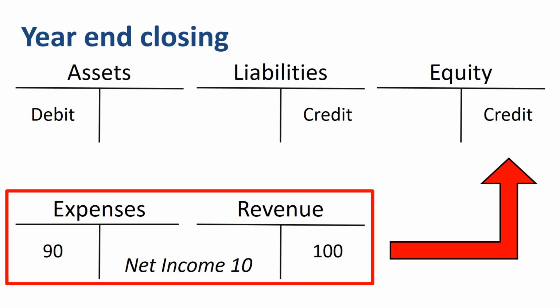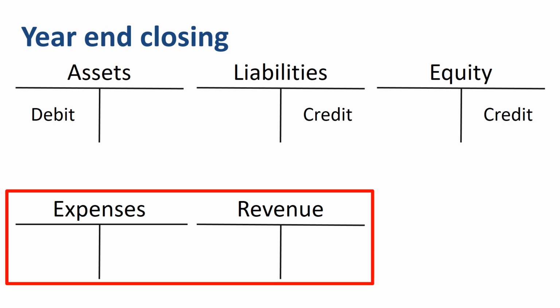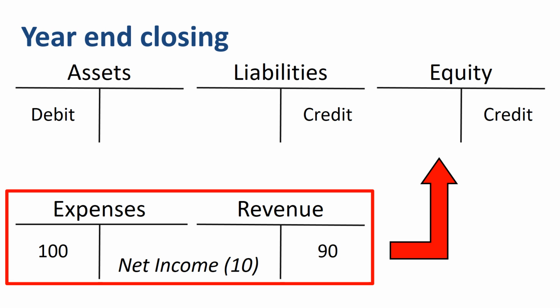retained earnings in equity. If the company instead only had a revenue of 90, credit balance, during the year, and expenses of 100, debit balance, during the year, then this sums to a net income of negative 10, debit balance, a loss, which gets deducted from retained earnings in equity. Revenue increases shareholder equity, expenses decrease shareholder equity. Profits increase shareholder equity, losses decrease shareholder equity.